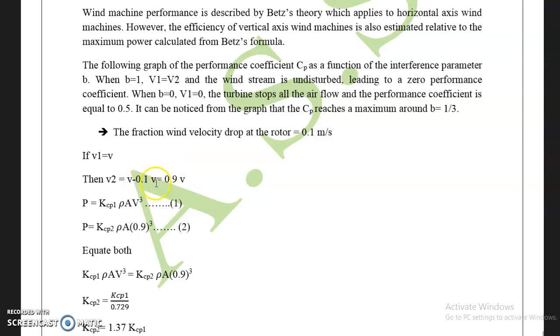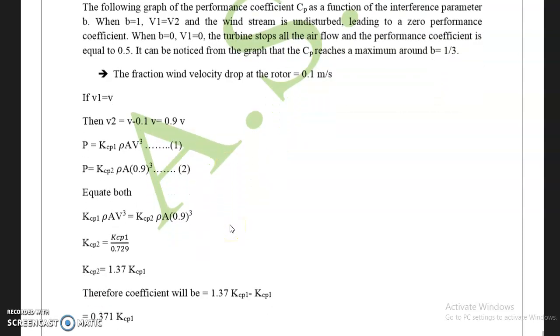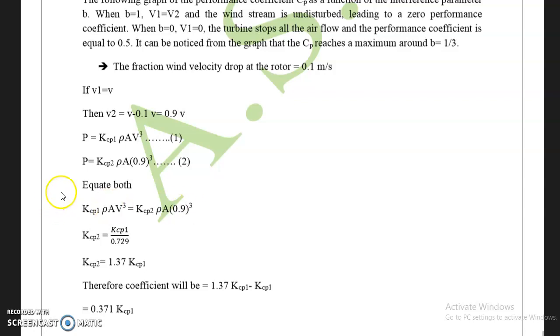Keeping that in mind, it will be equal to 0.9 V. So here are our two equations. We don't need to put in the values of rho and A, because they will cancel in our next step. Then we will equate both the equations.